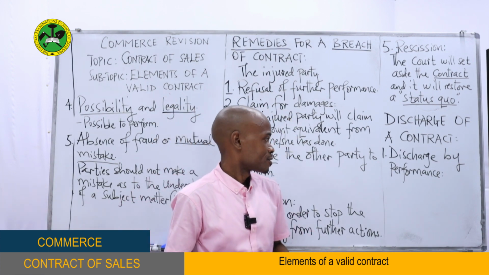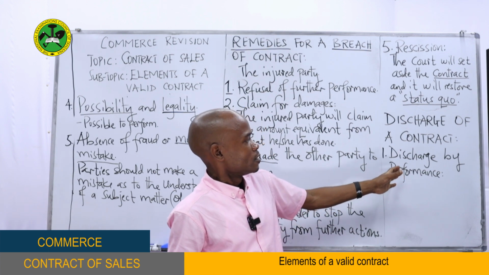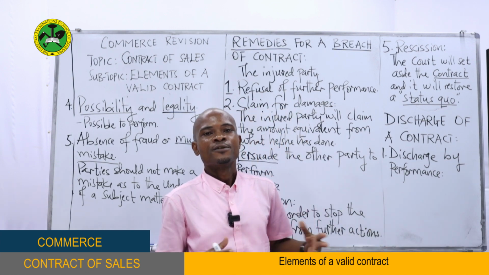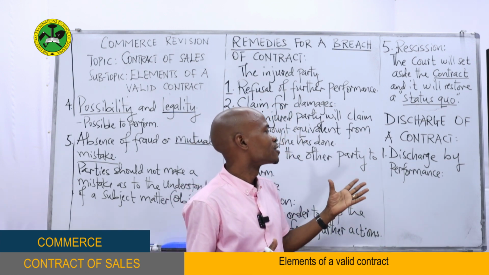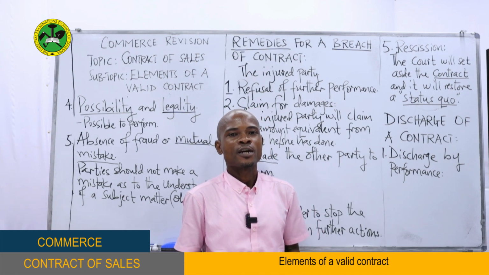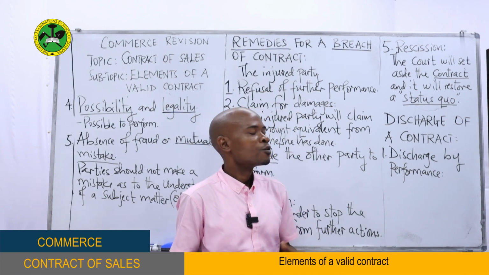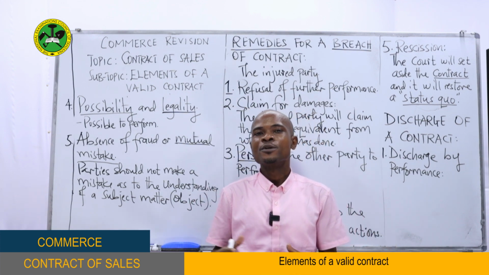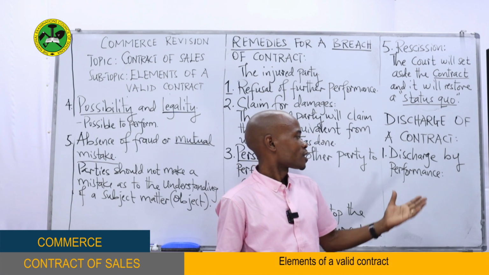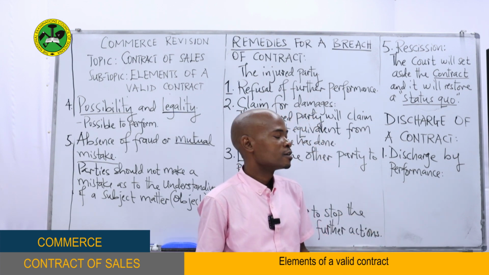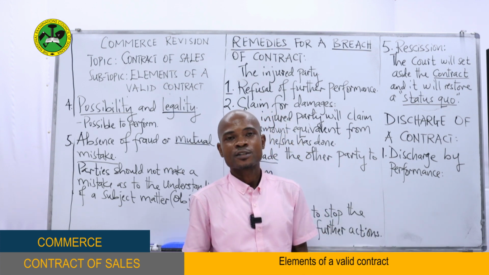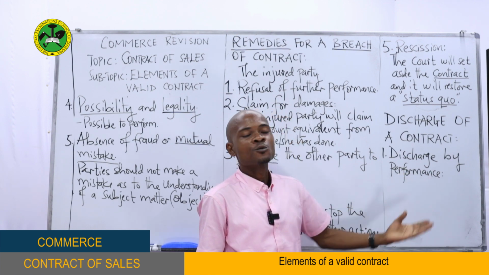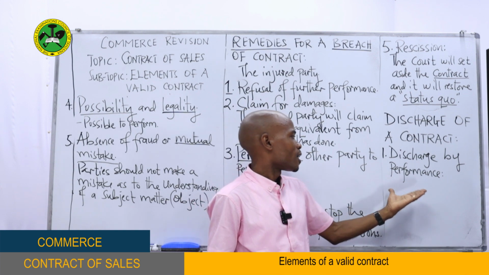Discharge by performance. Here it means the contract will come to an end when the two sides have done or fulfilled their obligations, and each of those sides has received his or her benefits. Remember, we said in a contract there are rights and obligations. So when the two sides have fulfilled their obligations, and each of the sides is satisfied and has received the benefits, then in that way the contract may come to an end.